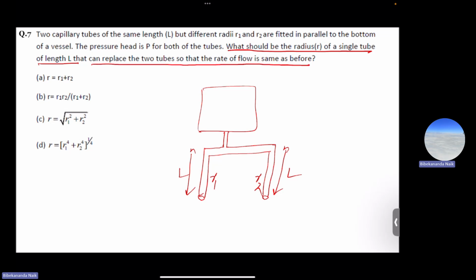So if you want to replace this with a single tube and the flow rate should remain same, then what should be the value of R? Options are option A, R equals R1 plus R2, option B, R equals R1 R2 divided by R1 plus R2, option C, R equals R1 square plus R2 square, and option D, R equals R1 to the power 4 plus R2 to the power 4, to the power 1 by 4. So I'll give a few minutes and then we will discuss.